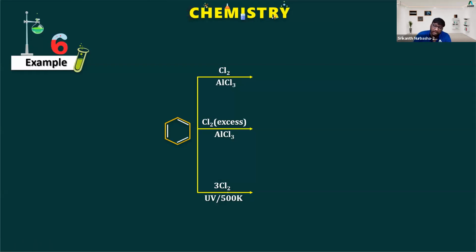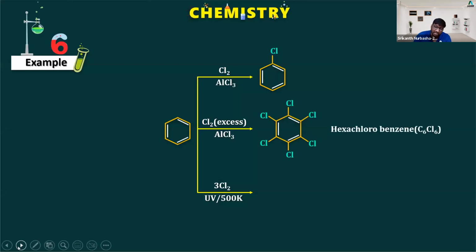Cl2 in the presence of UV at 500 Kelvin. What happens now? First thing is chlorobenzene. Whenever you take excess Cl2 and AlCl3 is there, all the carbon atoms are going to be substituted with the electrophile Cl plus. That leads to the formation of hexachlorobenzene, C6Cl6. But whenever you treat with Cl2 in the presence of UV and high temperature, 500 Kelvin, the pi electron density is going to be broken. You will get all the carbons substituted with chlorine and the pi bonds are also broken. So you get C6H6Cl6, which is nothing but benzene hexachloride.